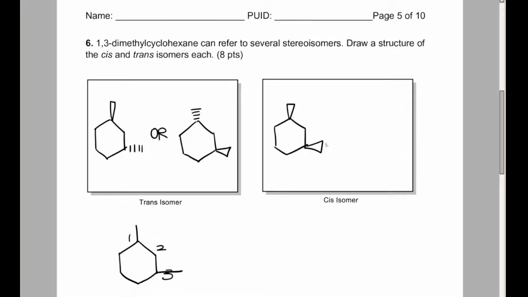This is the cis isomer where both of them are wedged, and then this is the cis isomer where both of them are dashed.